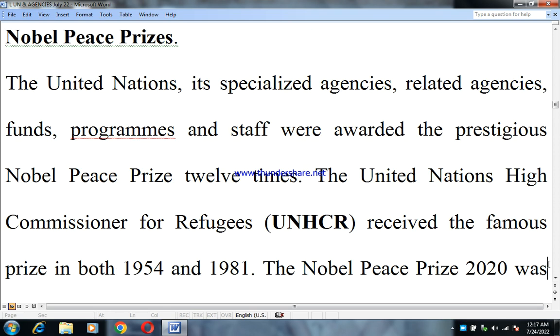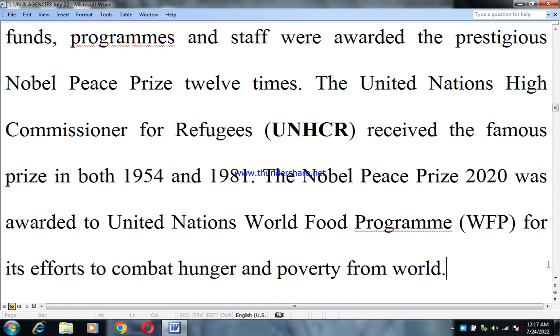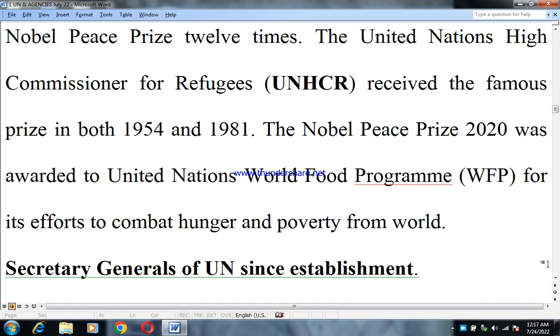Now, Nobel Peace Prizes. The United Nations, its specialized agencies, related agencies, funds, programs, and staff, that is Secretary General, were awarded the prestigious Nobel Peace Prize 12 times. The United Nations High Commissioner for Refugees received the famous prize in both 1954 and 1981. The Nobel Peace Prize for 2020 was awarded to United Nations World Food Programme (WFP) for its efforts to combat hunger and poverty in the world.